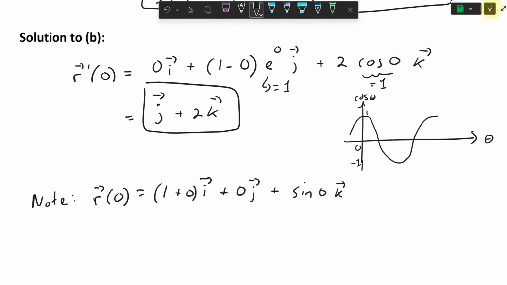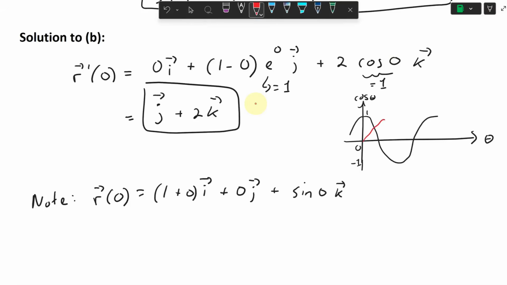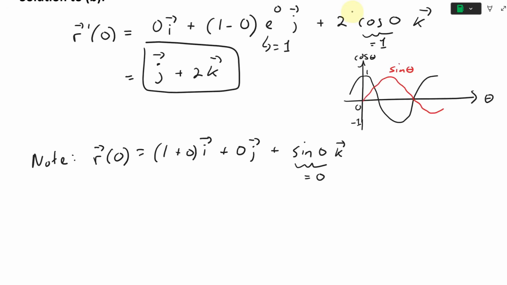And I'm going to draw this in red. Just recall that sine 0 is just going to be like this. So this is going to be our sine, and at 0, sine theta equals 0 as well. So we can go back to black, and I'll just cross this out. So this equals 0. So this just equals i. In other words, that's just the unit vector in the x component. Everything else is vanishing. So in this format, the triangle bracket equals 1, 0, 0.